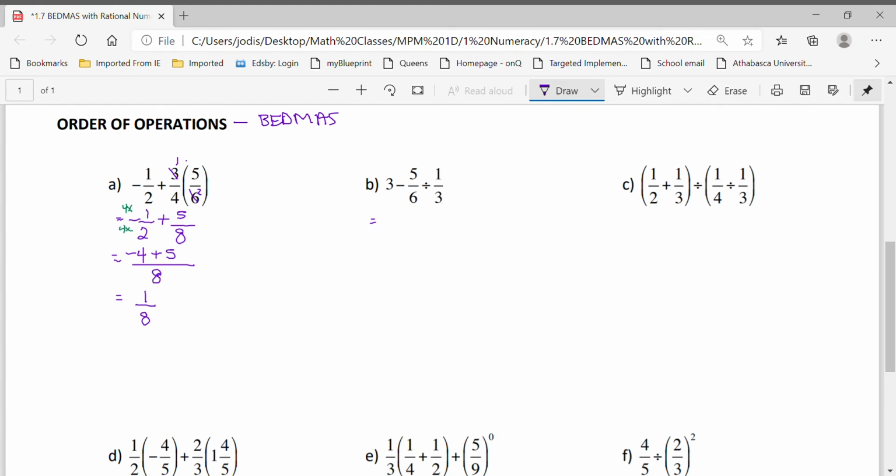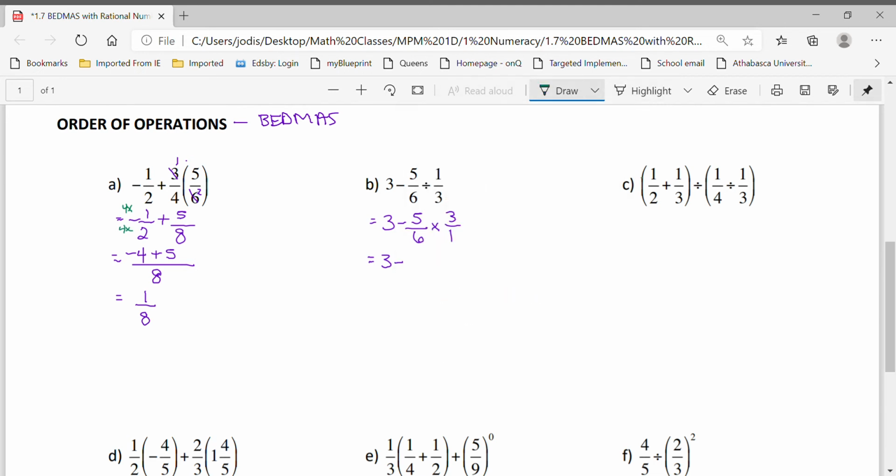All right, so if we take a look at B here, we've got 3 minus 5/6 divided by 1/3. So BEDMAS rules here, we have to take care of that divided by first. So I'm just going to leave my 3. I'm going to copy my 5/6, and then remember our rules for dividing. We have to switch the divide to multiply, and then we're going to multiply by the reciprocal. So flip that fraction upside down. We still can't do anything with the first 3, so just copy it.